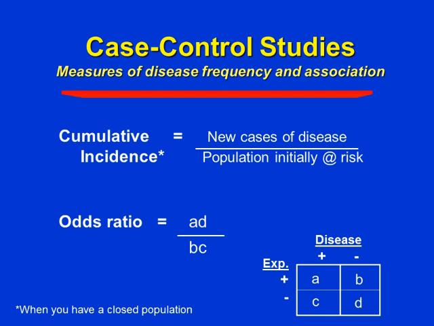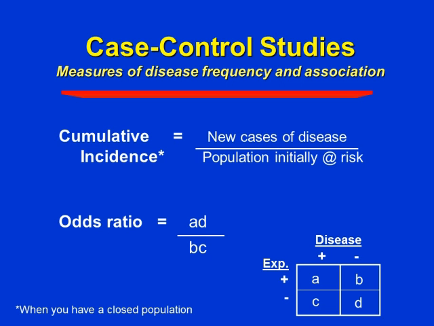Actually, very rarely do you calculate a measure of disease frequency from a case control study. If you have a closed population, for example, you have a hospital outbreak, and you can actually get to every single person in the hospital and find out whether they have the disease or don't, you can calculate cumulative incidence, but this is a very rare occurrence, and typically you cannot calculate incidence from a case control study.